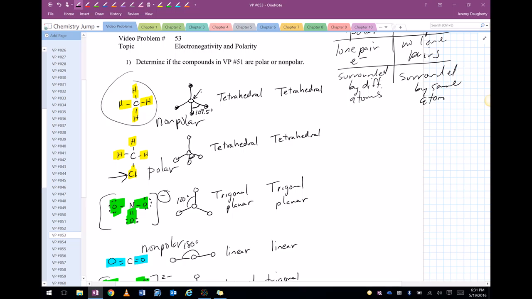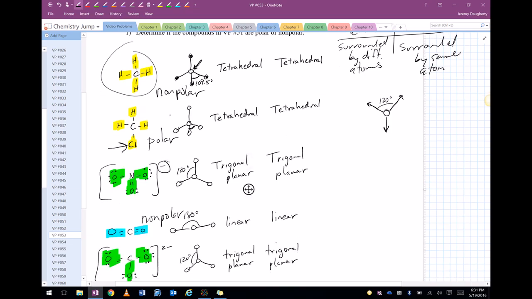So this carbon is pulling the electrons from each one of these hydrogens. But since it's all the same, it's balanced. Think about vector forces, right? So I'm going to draw a simple one here. Here's a vector force, here's a vector force, here's a vector force, and they're all the same, right? They're 120 degrees. That means all three of these forces add up to be 0. There is no net force. Same thing here. Since all of these are balanced, there is no net movement.